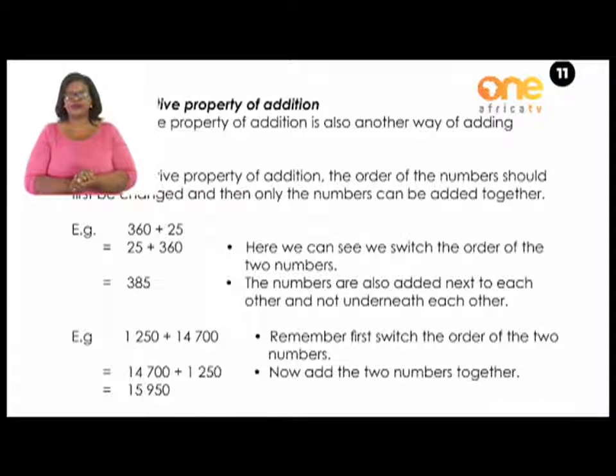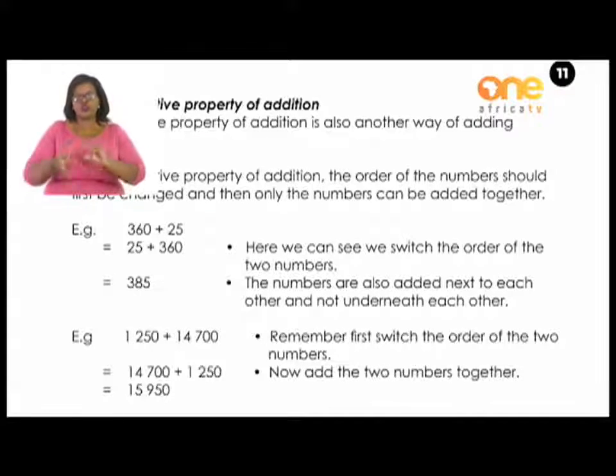In the commutative property of addition, the order of the numbers should be changed first, and then only the numbers are added together. Let's read that sentence again. In the commutative property of addition, the order of the numbers should first be changed, and then only the numbers can be added together. Now let's go to an example.